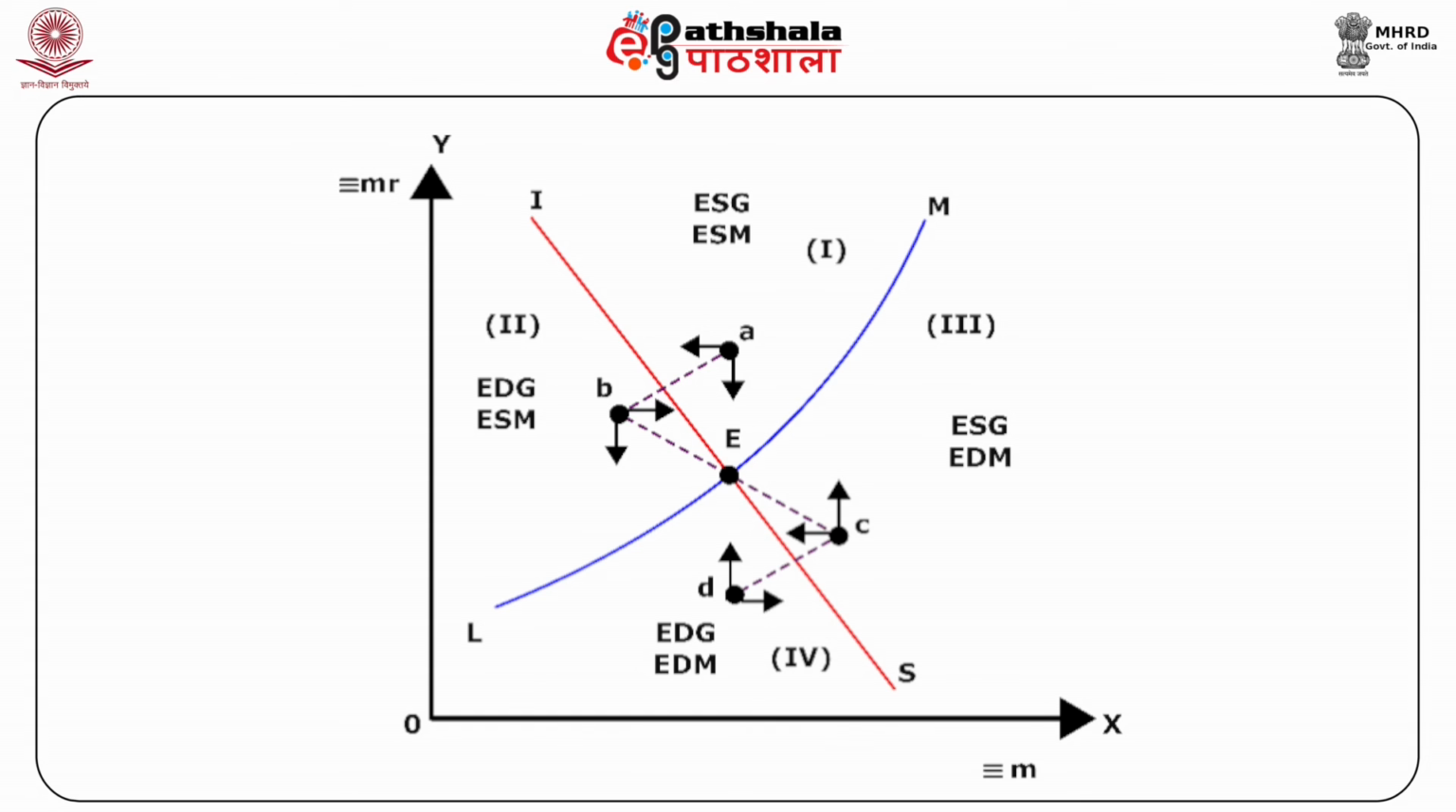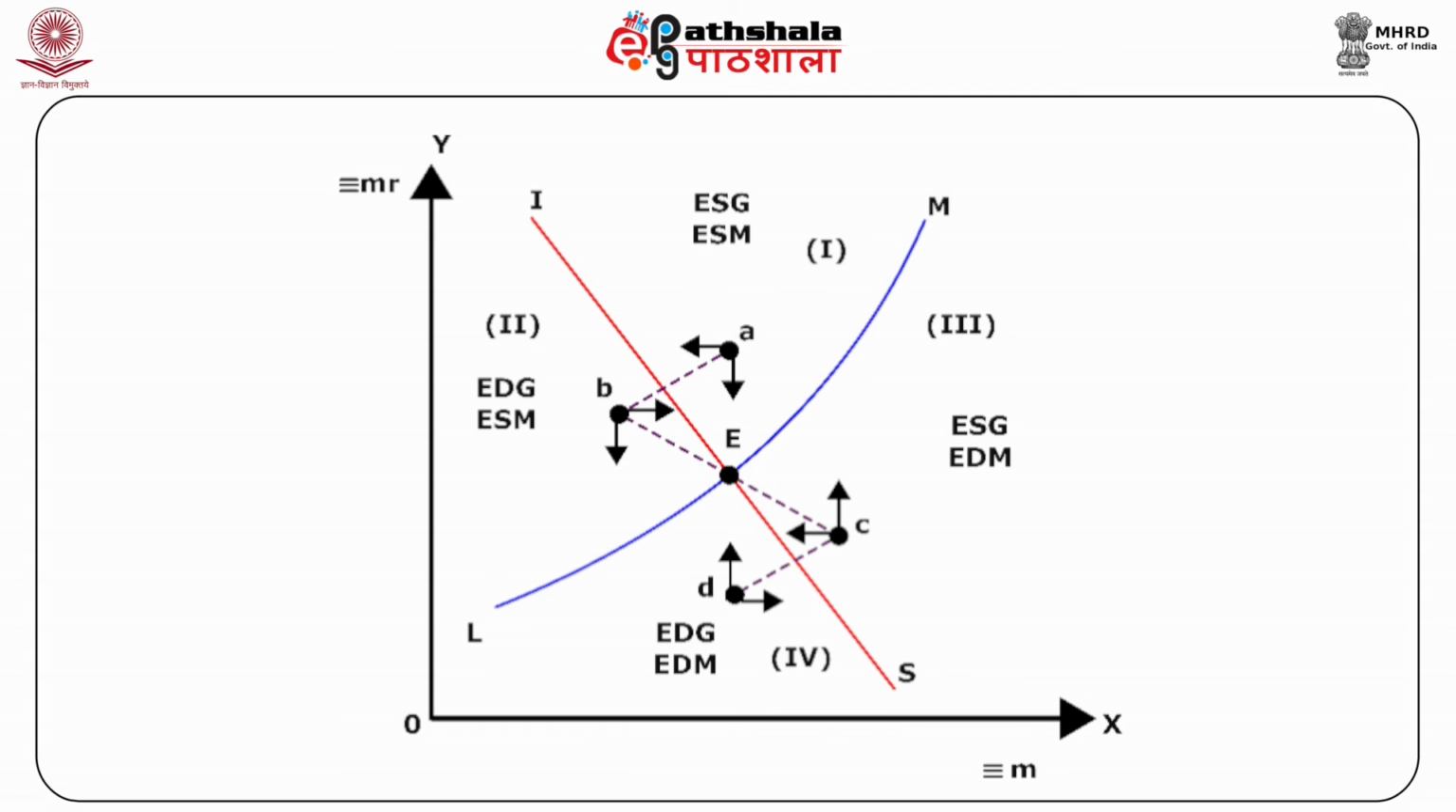So, let us consider one point in the table. Let us consider point A, which is in region Roman 1. If you look at the money market, there is excess supply in the money market, money demand is less than money supply, and this would imply that the rate of interest would fall. At the same point, if you look at the product market, then there is excess supply in the goods market, aggregate demand is less than aggregate supply, and hence the income would contract. Similarly, we can look at the other points B, C and D.